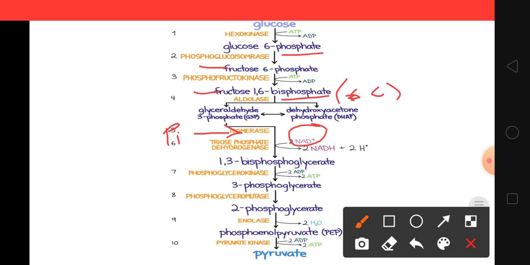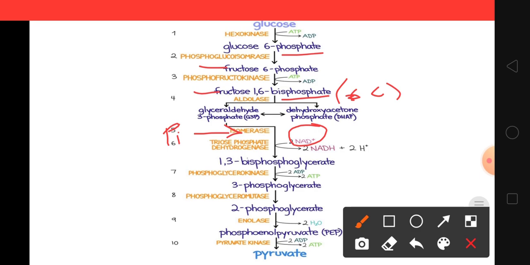Okay, now next, 1,3 biphosphoglycerate is converted into 3-phosphoglycerate. Now again you can see that 2 ADP is getting converted into ATP. So there is addition, or you can say that the energy is given over here, and 1,3 biphosphoglycerate gets converted into 3-phosphoglycerate. Correct? And the enzyme that is involved over here is phosphoglycerokinase.